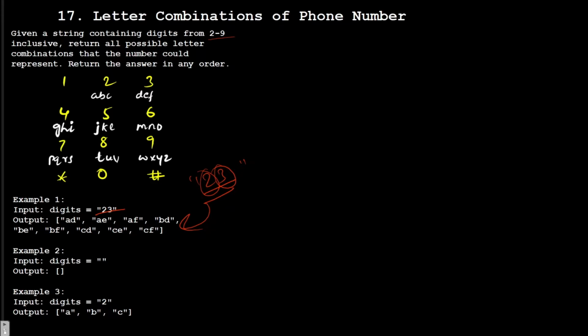So if we are given a string, let's say 23, then you know that 2 can represent three characters, that is a, b, c. Similarly, 3 can represent three characters, that is d, e, f. And using these three characters of 3 and three characters of 2, how many strings can we create? Let's see. So a b c and d e f.